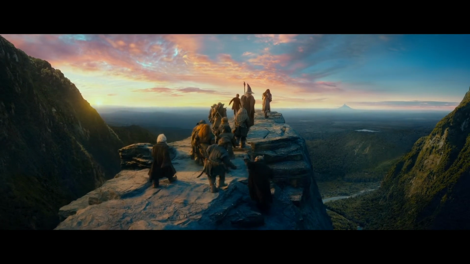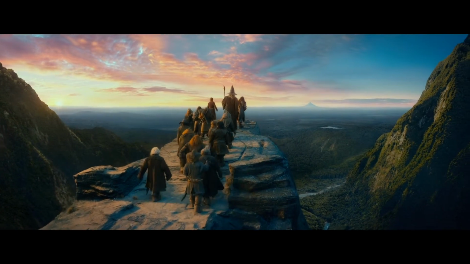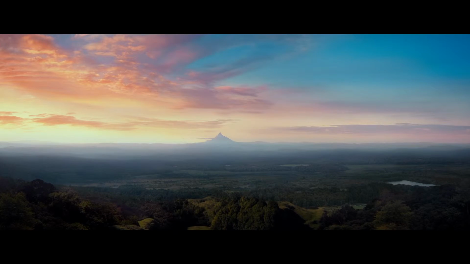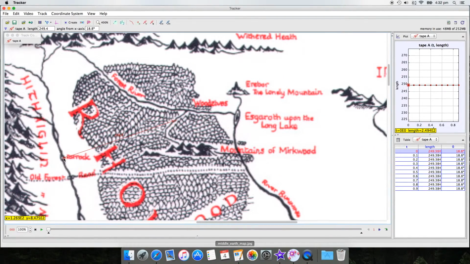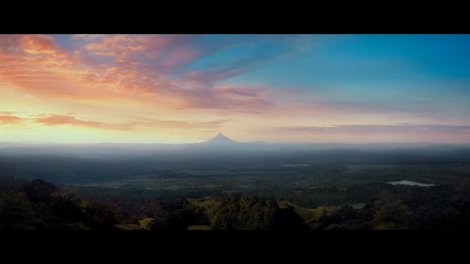And finally, let's look at this shot. We see that the base of the Lonely Mountain is just on the horizon. We can measure from the map that the Lonely Mountain is 380 kilometres from where the company stands on the Carrock, so ought it appear on the horizon?